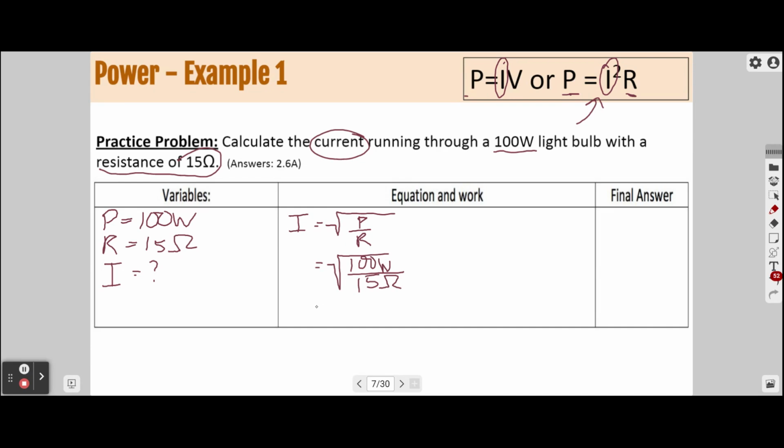All right, so that 100 divided by 15 is 6.666. I'll just round it to 7 at this point, but it's a lot of 6's. And then lastly, we take the square root of that number, so the answer is 2.58197. And we're going to look back to see how many significant digits we have. Resistance only has 2, so that's our limit. So we're going to change this to 2.6, and we just found current I, so our units are amps. So 2.6 amps is our final answer, and we can just verify that with our answer here.